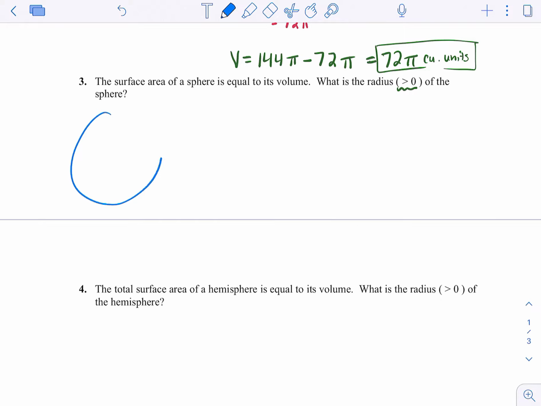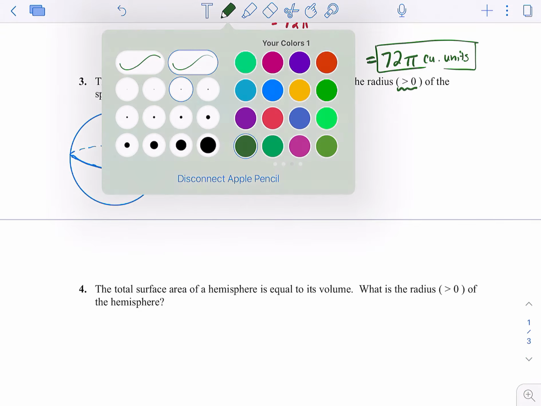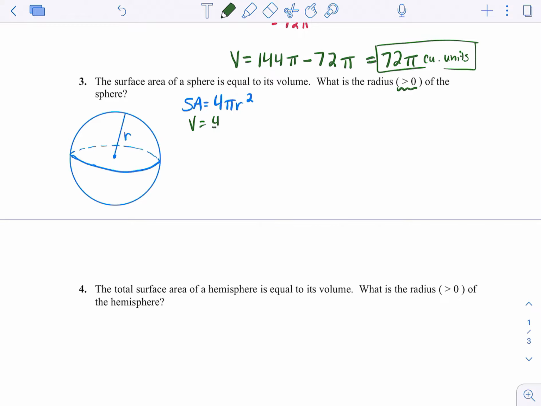So I have a sphere. Best way to draw them is draw a circle, and then you can kind of draw around it to make it look like a sphere. We don't know what the radius is, and that's our variable that we're looking for. Remember that surface area is equal to 4 pi r squared, and volume is equal to 4/3 pi r cubed.